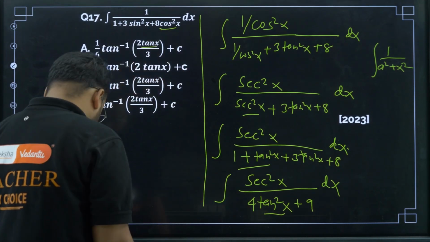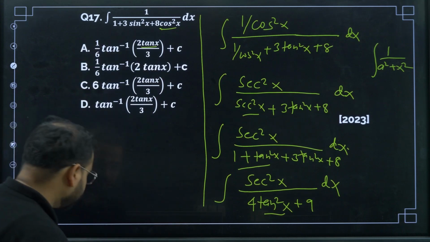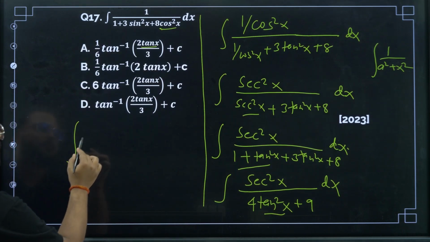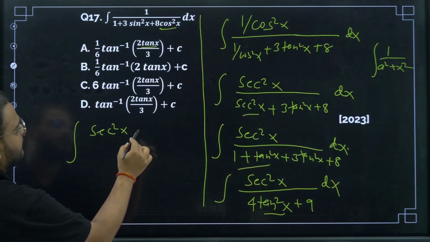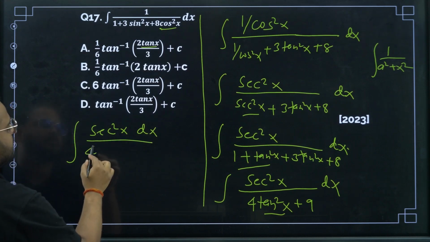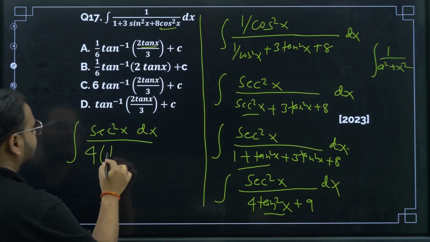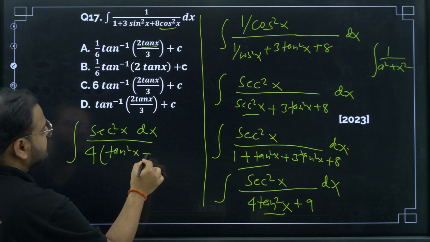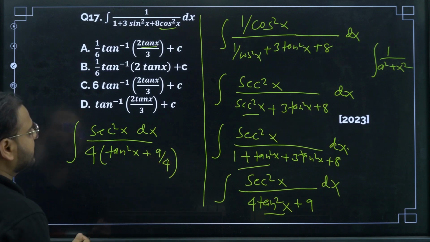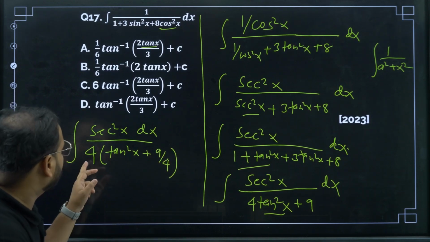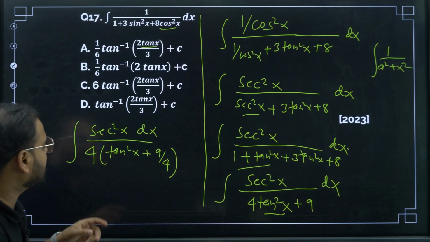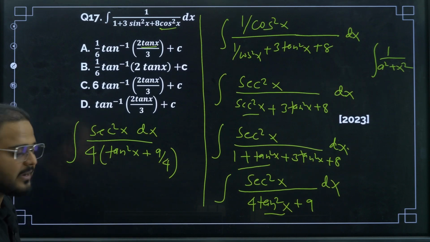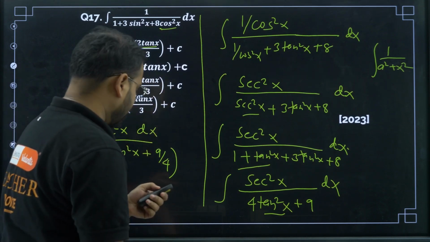So I can rewrite this as integral, I am taking 4 common. So this will become tan square x plus 9 by 4. How come? Cross multiply if you are not sure. 4 into 9 by 4 will become simply 9, right? So I have taken 4 common like this. Now see the next step over here.